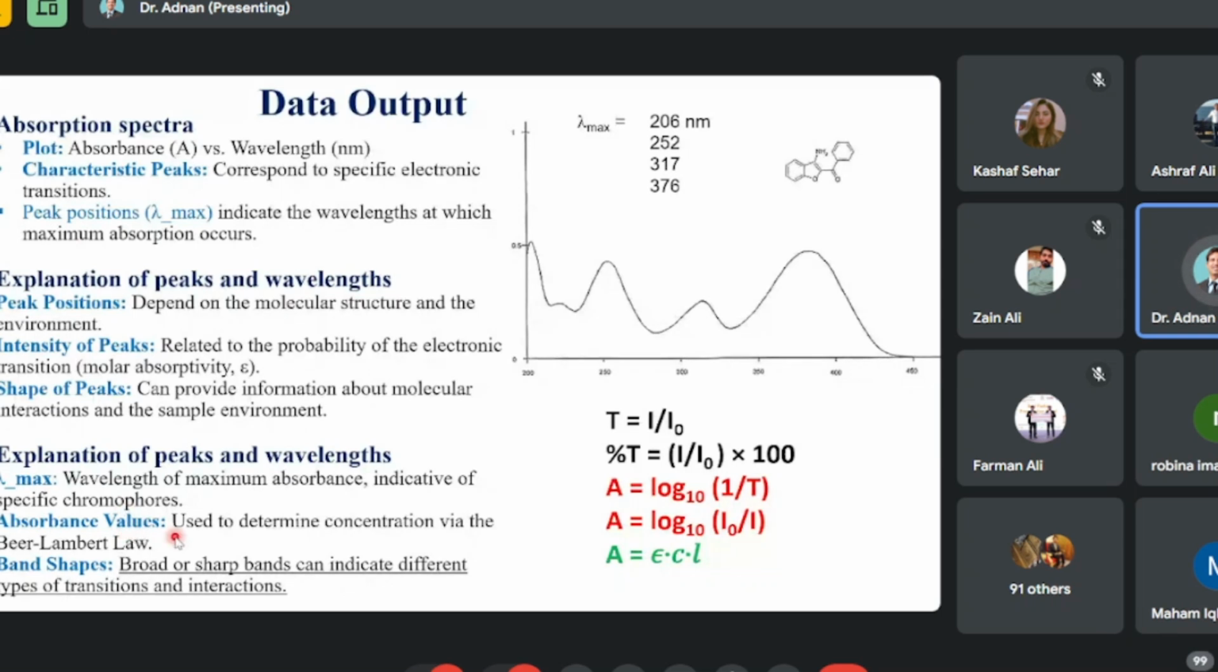And the band shape, it can be broad, it can also be a sharp band, which indicates different types of transitions and interactions. There are some important equations through which you can calculate transmission. Transmission is emitted light divided by incident light. You can calculate percent transmittance, and in this way you can also calculate the absorbance, which is A equal to log to the base 10 of 1 over T, and then you can correlate all these equations in the Beer-Lambert law: A is equal to ECL.